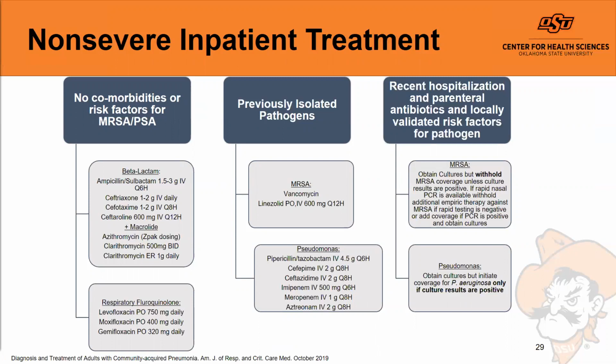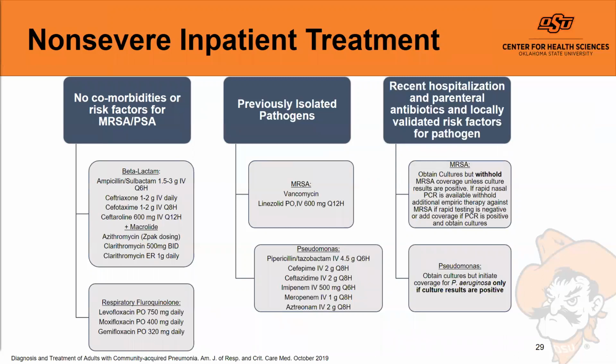With inpatient treatment, it is important to get a history of patients' past infections, because if they do have a history of MRSA or Pseudomonas, we'll want to empirically treat for those organisms. For MRSA, we can use vancomycin or linezolid. We cannot use daptomycin as it's broken down by lung surfactant. For Pseudomonas, we can use Zosyn, cefepime, ceftazidime, imipenem, which only comes in combination with cilastatin.